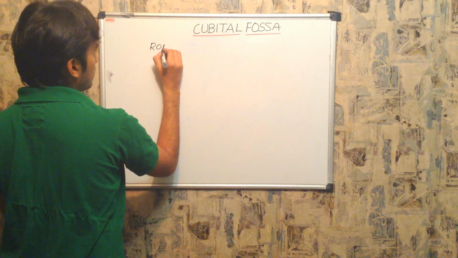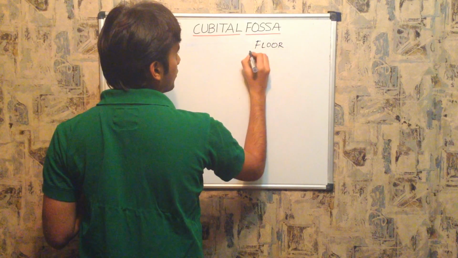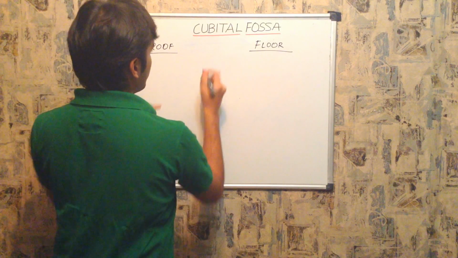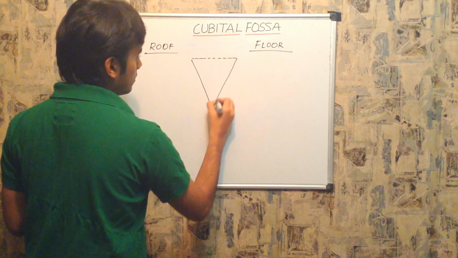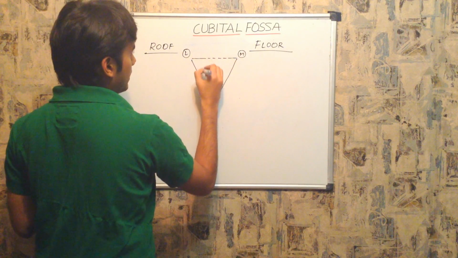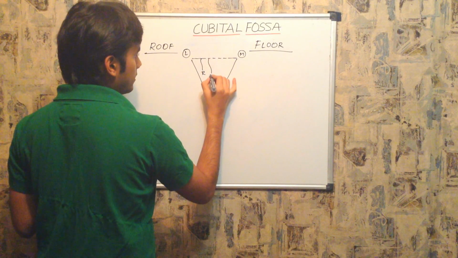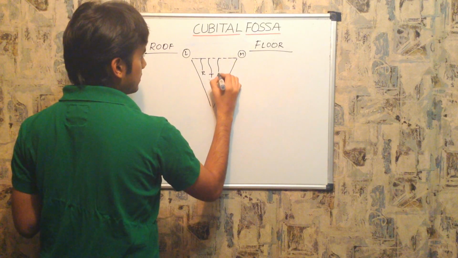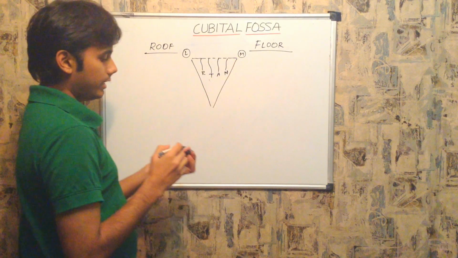Roof. And next, structures forming the floor of the cubital fossa. The structures that are forming the roof of the cubital fossa are, so let me draw the cubital fossa here. So this is the base and this is the medial border, this is the lateral border. Here we come across R standing for radial nerve, and this is the artery, tendon of biceps brachii, and this is the artery, and this is the median nerve. This is the median nerve, right?